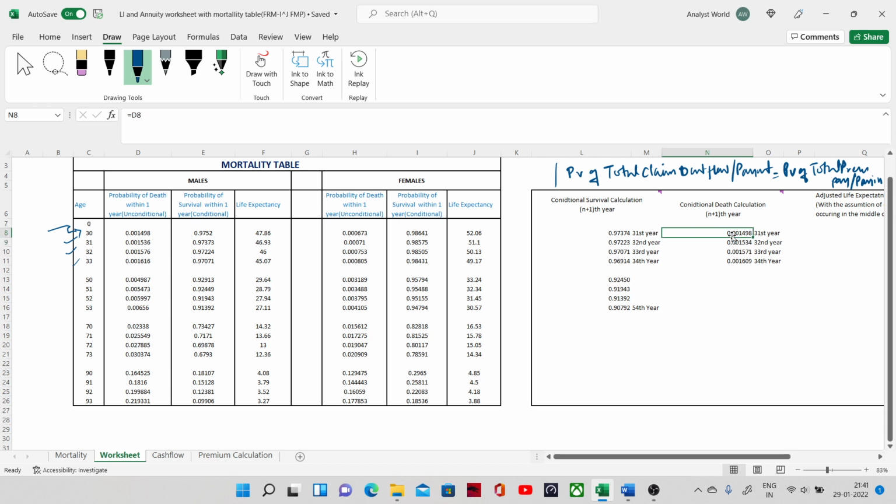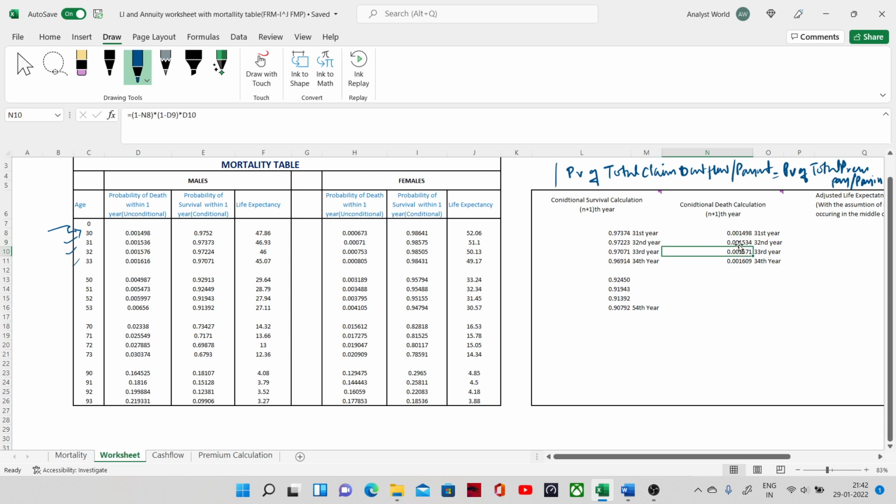So the first year it is 0.1498%. The second year it is 1 minus 0.1498% multiplied by 0.1536%, or in decimal terms, 1 minus 0.001498 multiplied by 0.001536. I've just taken this multiplicative factor, right? So this is the conditional probability of dying in year 2.